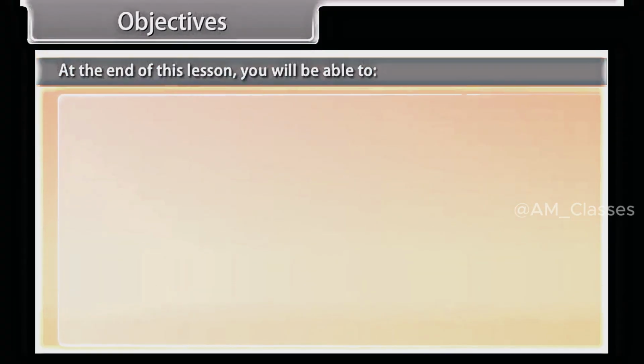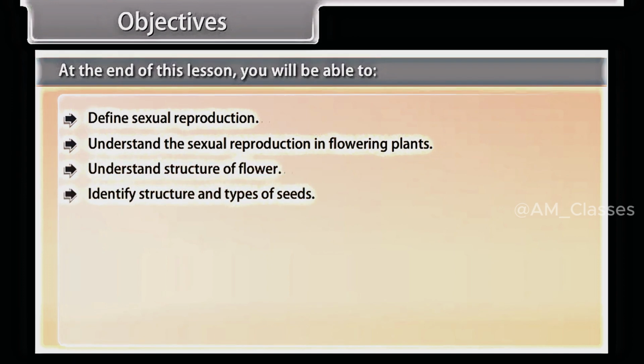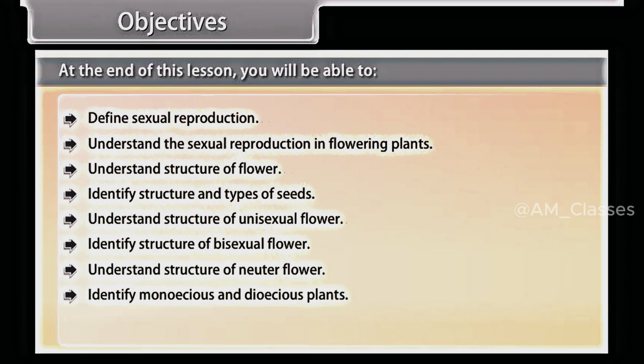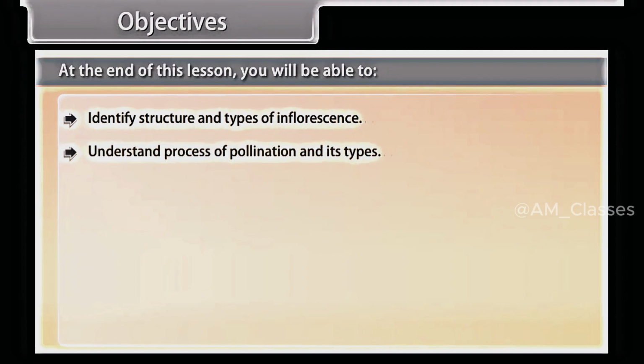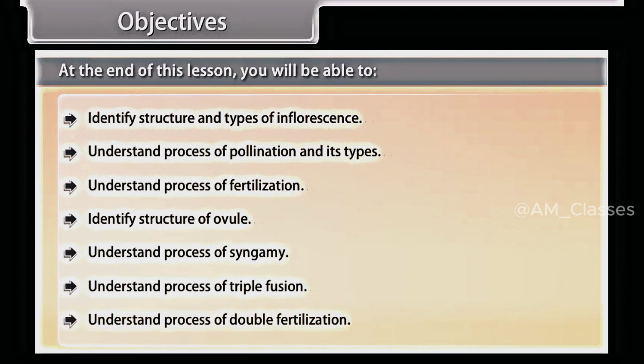Objectives. At the end of this lesson, you'll be able to define sexual reproduction, understand the sexual reproduction in flowering plants, understand structure of flower, identify structure and types of seeds, understand structure of unisexual flower, identify structure of bisexual flower, understand structure of neuter flower, identify monoecious and dioecious plants, understand functions of flower, identify structure and types of inflorescence, understand process of pollination and its types, understand process of fertilization, identify structure of ovule, understand process of syngamy, understand process of triple fusion, understand process of double fertilization.